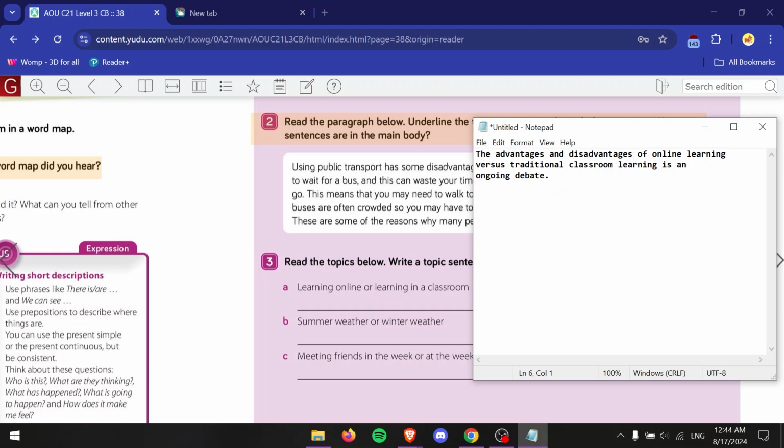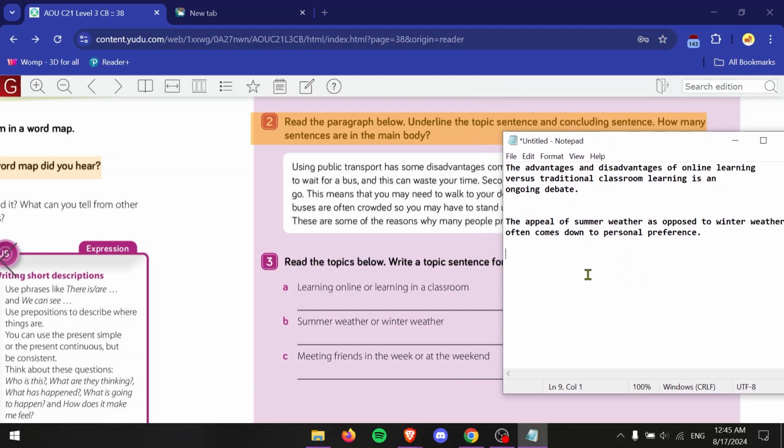For the second one, summer weather or winter weather, this will be a comparison. So I can say something like: the appeal, sorry, that's a double P, of summer weather as opposed to winter weather often comes down to personal preference. That's 2.